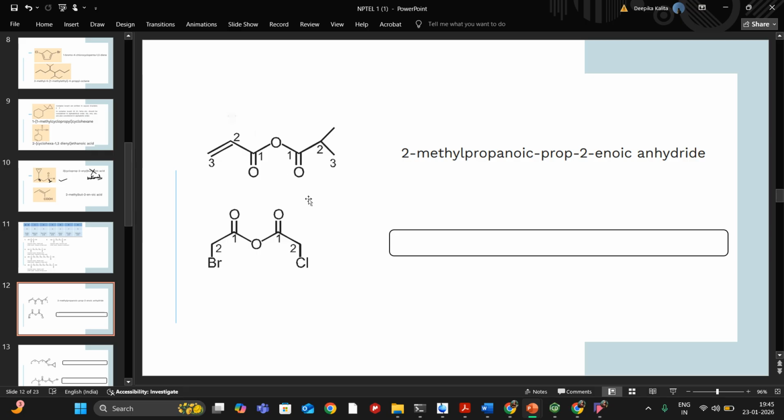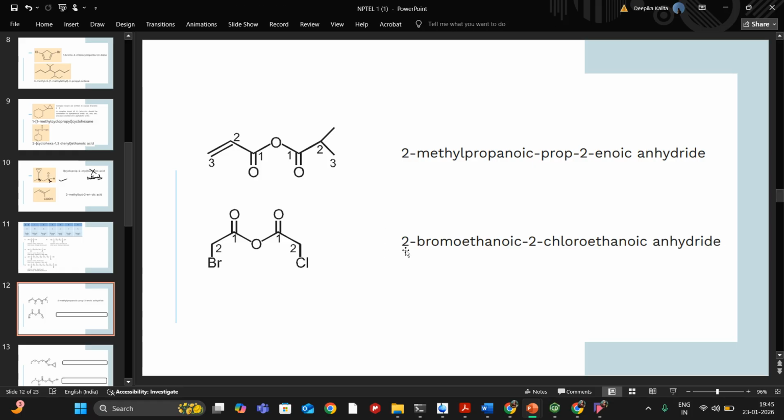Then in the next question, we have another anhydride in which we have the same number of carbon atoms, but the substituents are different. So here we will again follow the alphabetical order of bromo versus chloro. Hence the bromo side will come first.